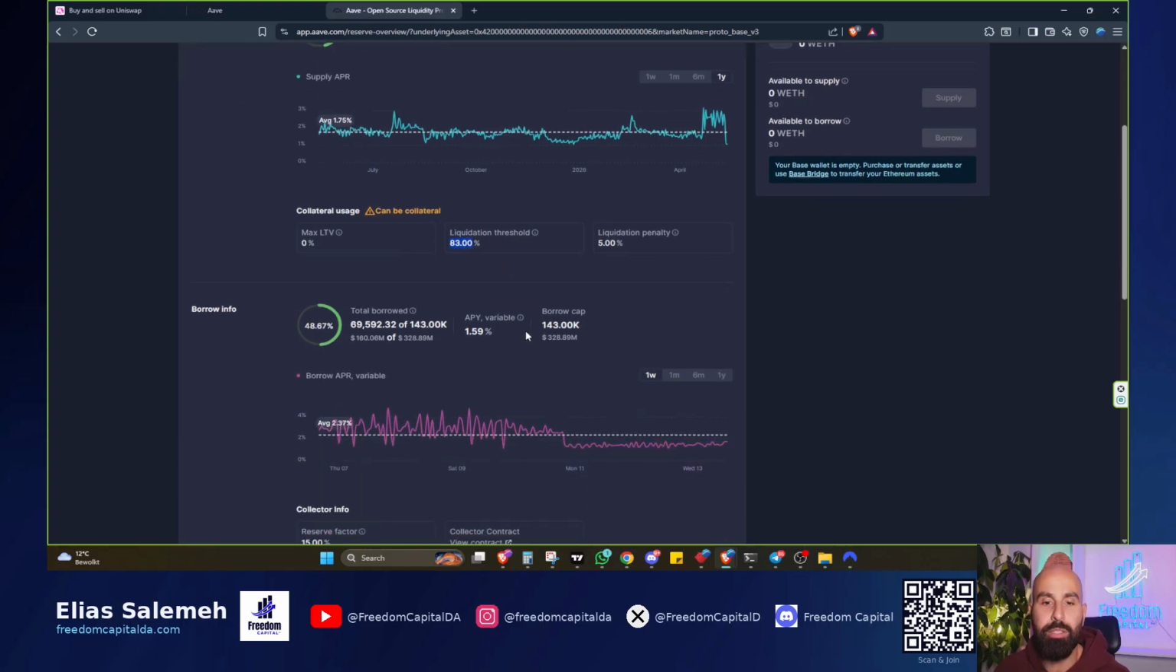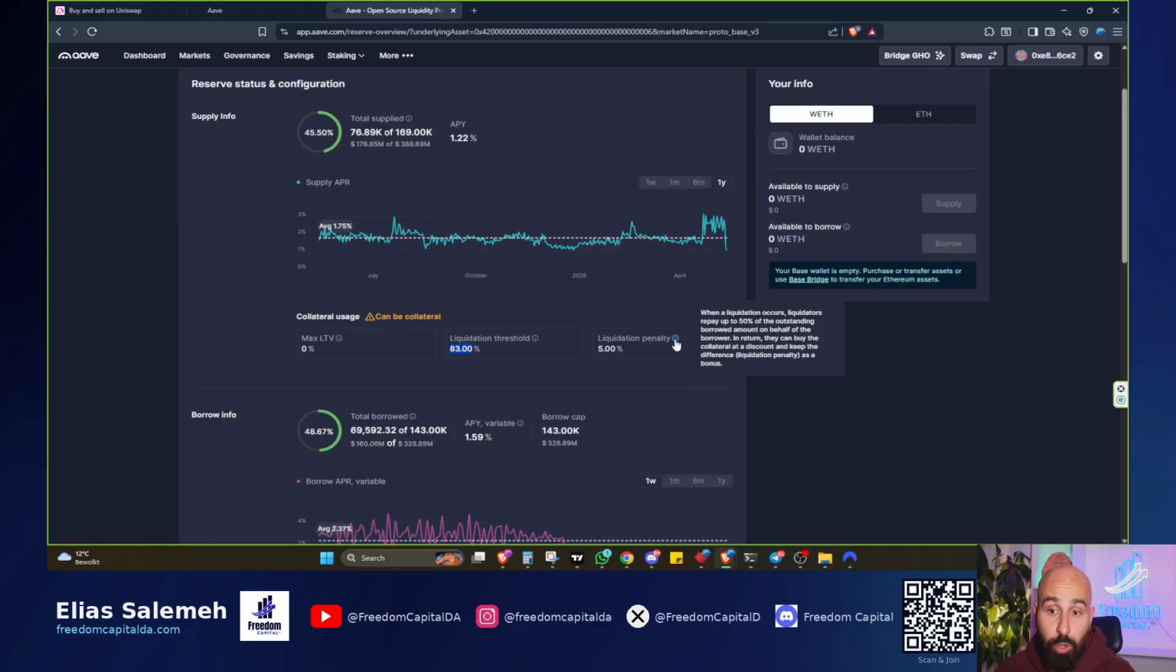Because if you do, and keeping in mind that the crypto market is extremely volatile, you risk losing all your collateral. And this is the liquidation penalty. When a liquidation occurs, liquidators repay up to 50% of the outstanding borrowed amount on behalf of the borrower. So they liquidate them and they just pay half of their outstanding borrowed amount. In return, they can buy the collateral at a discount and keep the difference, which is basically the liquidation penalty as a bonus. So instead of paying the full collateral price, they pay 50% and they get the liquidation penalty as a bonus as well. So they would pay around 45%.